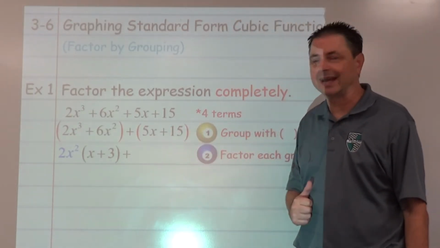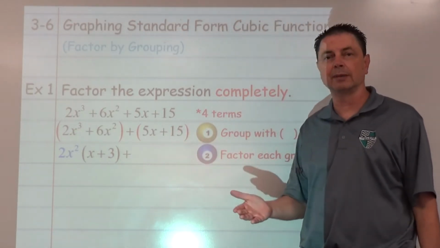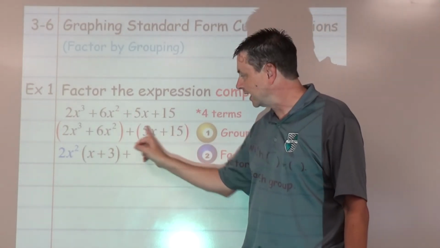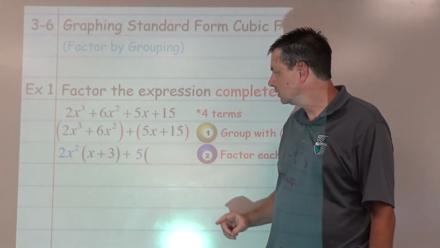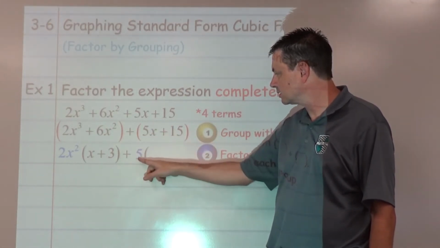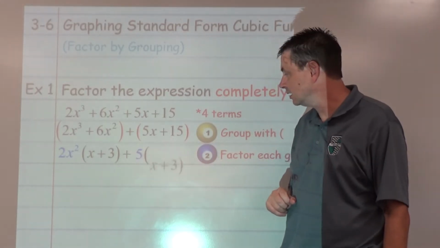Plus, now we look at the next group. Factor out the greatest common factor for that group. I think it's just a 5. So we'll factor out a 5. And then 5 times what makes that? x. Plus 5 times what makes 15? 3.